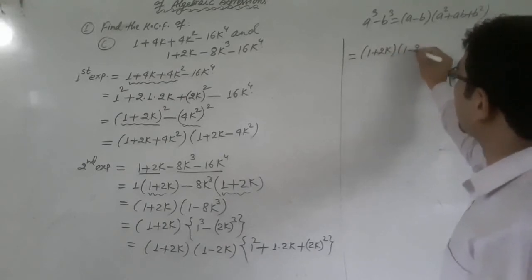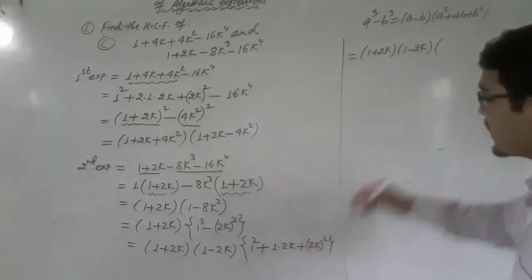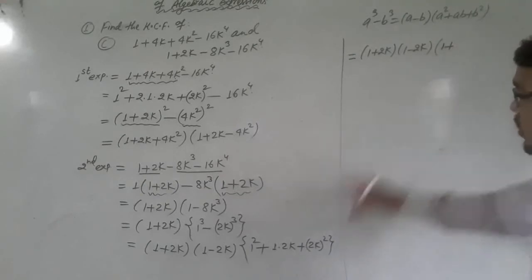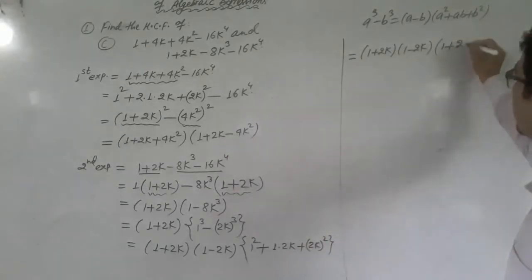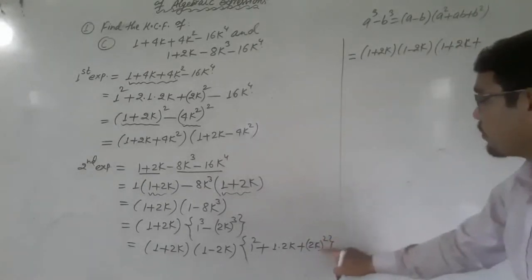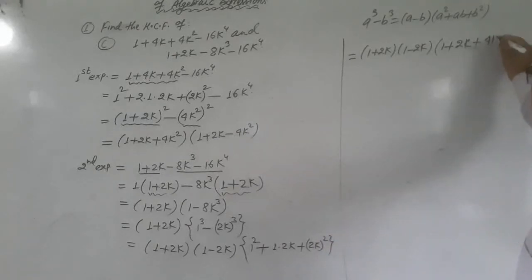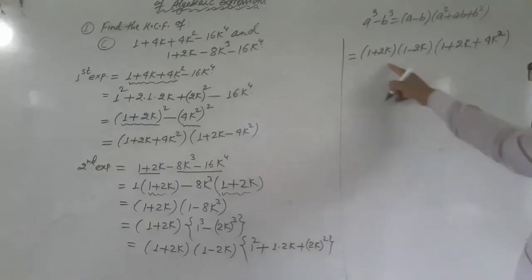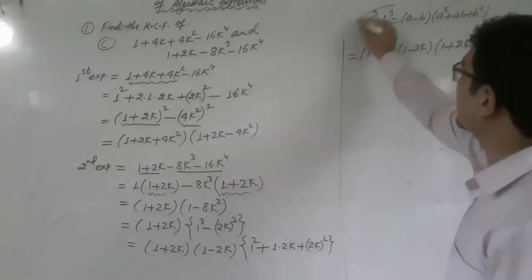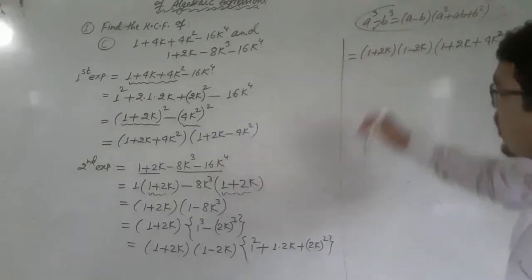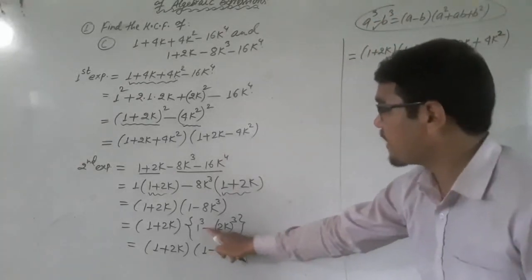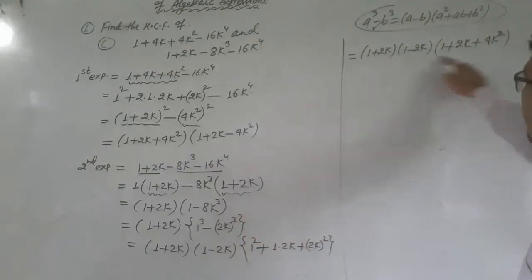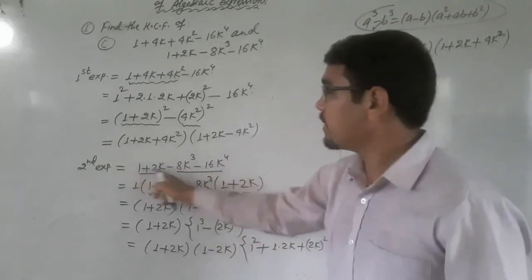Another factor we are getting is 1 minus 2k. The next factor: 1 square is 1, plus 1 into 2k is 2k, plus 2k whole square, which we can write as 4k square. So these are the factors, 3 factors we are getting. This is the formula, and lastly we are using a cube minus b cube here. That is 3 factors we are getting from this given expression.